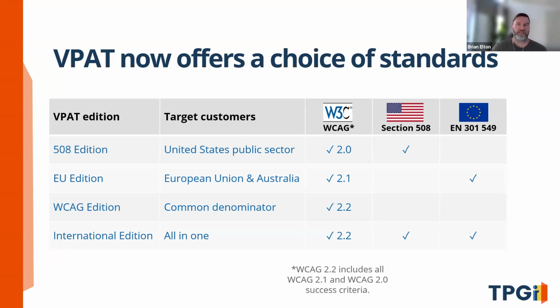We can use a VPAT that is just standalone for WCAG. So if we don't have to create, or we don't want to create a VPAT for public institutions in the United States or in the European Union, we may just want to do one that is just WCAG to see how we comply against the WCAG guidelines. We can do that, and that has a version 2.2 that's been updated, as I mentioned. And then there's an international version which contains all parts, right? So it has WCAG, it has Section 508, it has EN 301.549, and so that can be used for any situation.